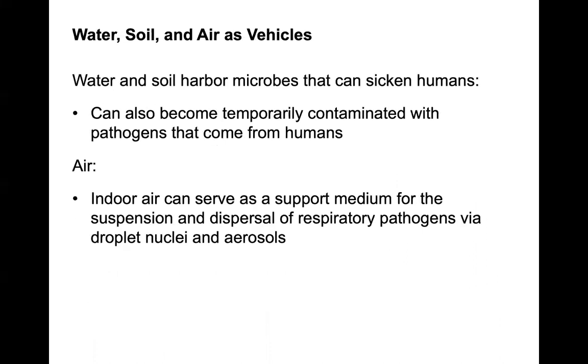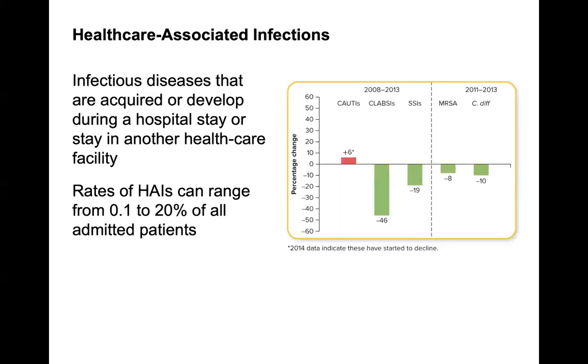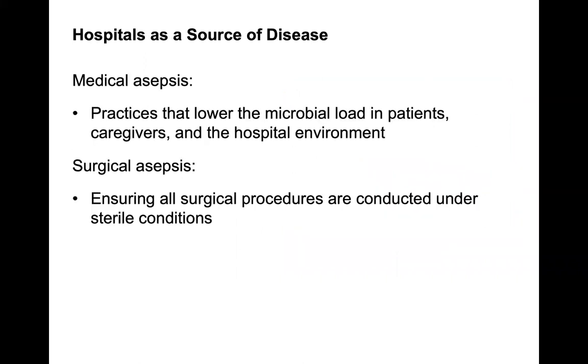Water, soil, and air can act as vehicles. If you've never seen a sneeze, there's a sneeze. You can get aerosolization. Hospitals are a very large source of a lot of infections. Hospital-acquired infections can range anywhere from 0.1 to 20% of all admitted patients for a hospital. On average, about 5 to 7% of all admits to a hospital will develop some type of infection.